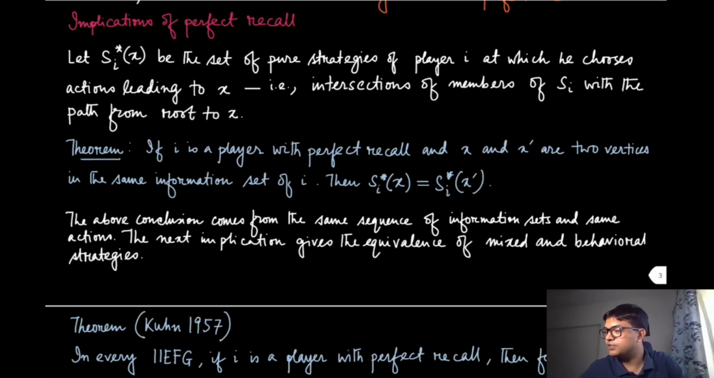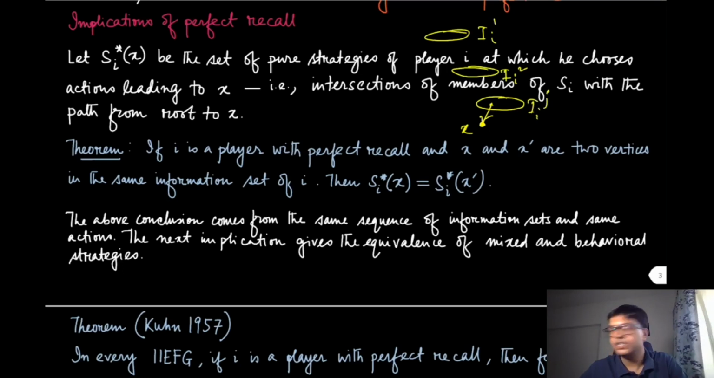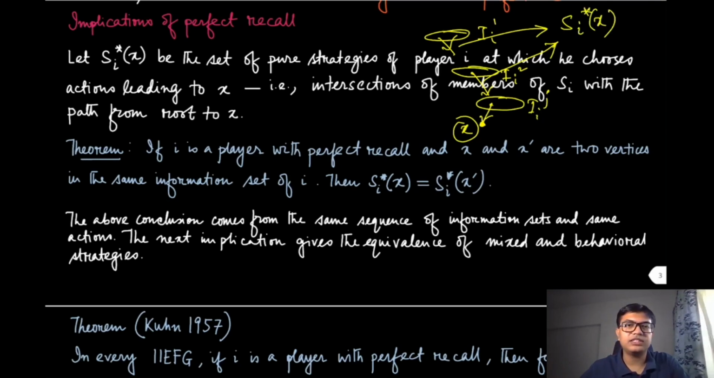So let's say we are at a specific node X at some node in this game tree, and there are maybe multiple information sets which are actually leading to this X. So maybe this path, and then there are other information sets of the same player. So let's say I1, I2, and so on. So this is Ij, for instance. And if you collect together all the actions that have been taken by this player I to reach this node X, that collection of all those actions or the strategies we will put as Si star of X. So these are the set of pure strategies of player I at which it chooses the action leading to X. That is the intersection of the members of Si with the path from root to X.